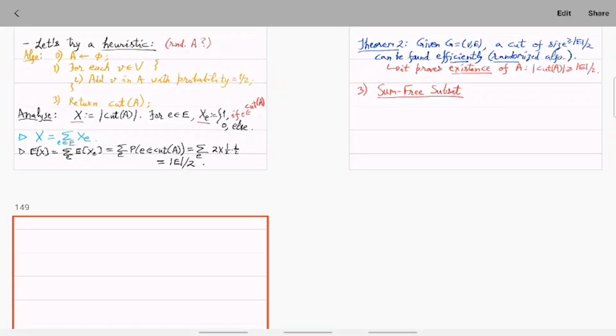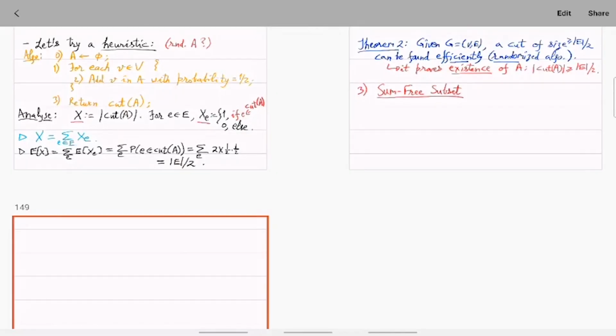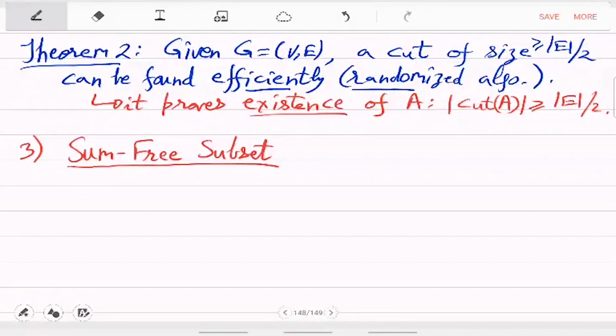Let us now do a third example of probabilistic methods. So, we will actually see many examples. Hopefully, it will give you a good understanding of the applications of probability in computer science and combinatorics.